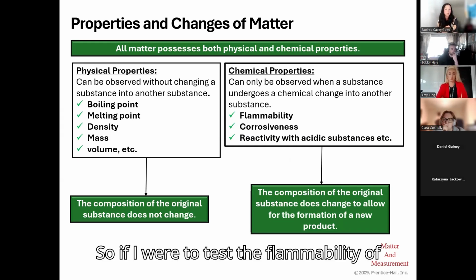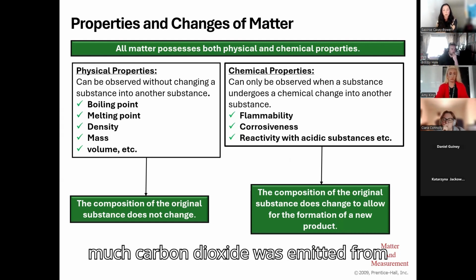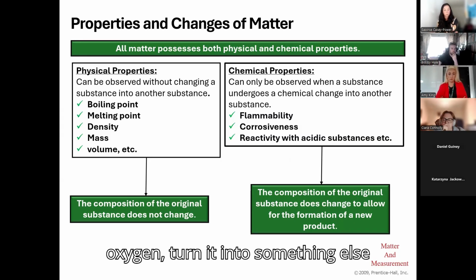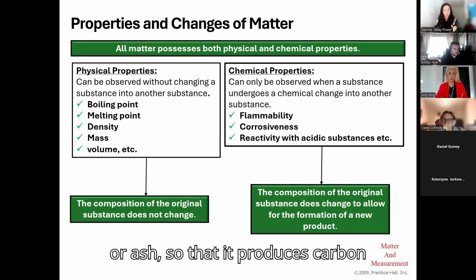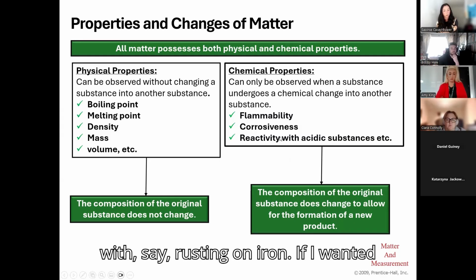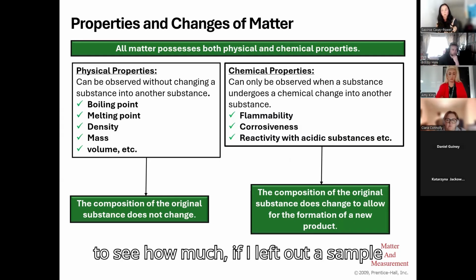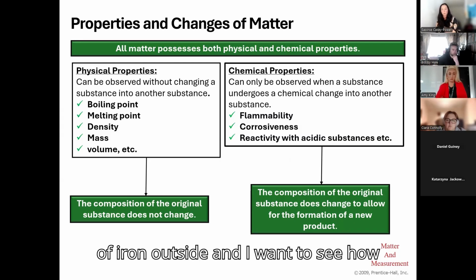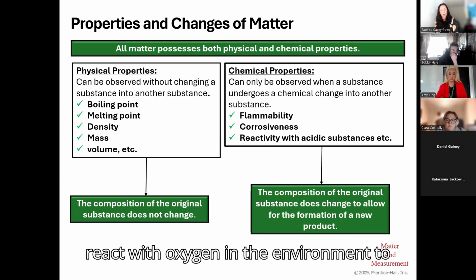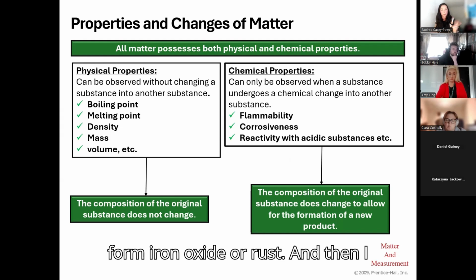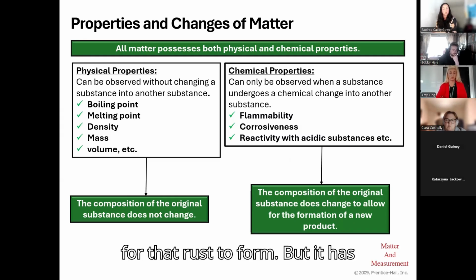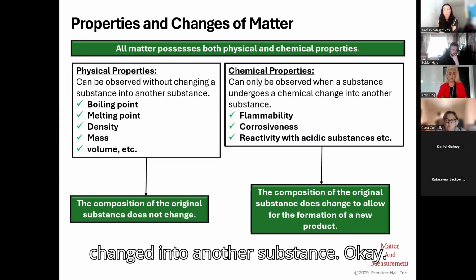So if I were to test the flammability of a wood sample, or I wanted to measure how much carbon dioxide was emitted from that, I would have to react it with oxygen, turn it into something else, or ash, so that it produces carbon dioxide, okay? Your corrosiveness then, so that's a big thing with, say, rusting on iron. If I left out a sample of iron outside and I wanted to see how long it would take for rust to form, I would have to deliberately allow iron to react with oxygen in the environment to form iron oxide or rust, and then I would be able to measure the time it took for that rust to form. But it has changed into another substance, okay?